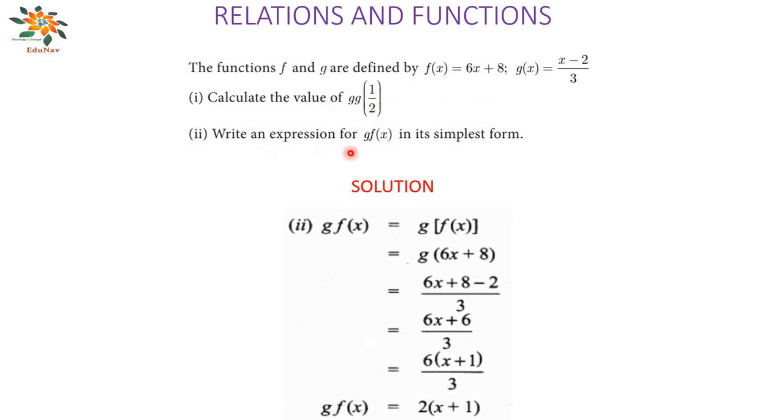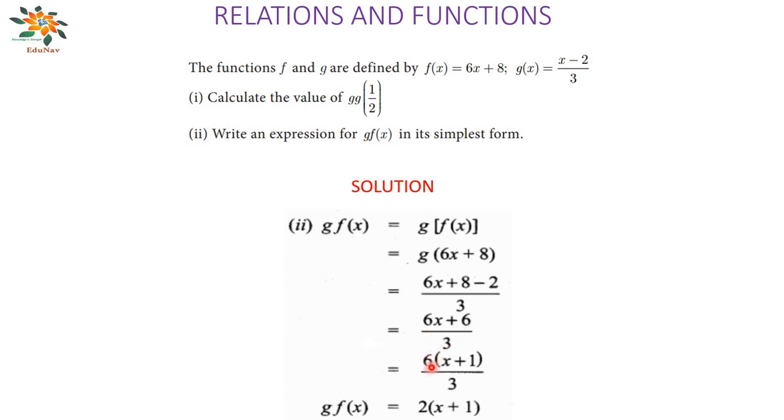Next let us write the expression of g of f of x in its simplest form. Now g of f of x can be written as g of f of x as shown here, but f of x is equal to 6x plus 8, therefore our next step equals g of 6x plus 8. This is of the form g of x, which means wherever x is there, we need to replace it by 6x plus 8 in (x minus 2) whole divided by 3. Our next step therefore equals (6x plus 8 minus 2) whole divided by 3. That will be equal to (6x plus 6) whole divided by 3.